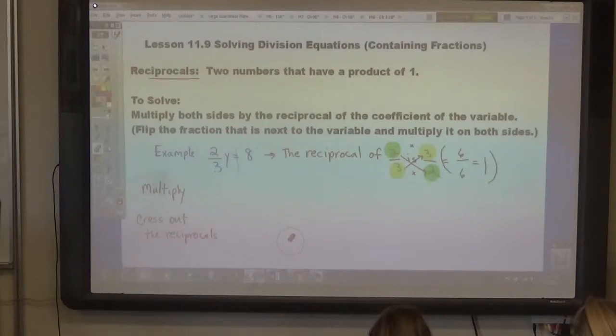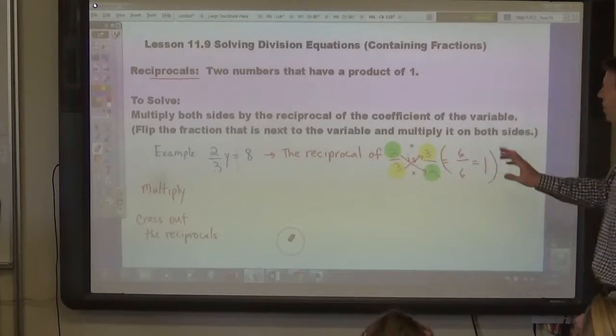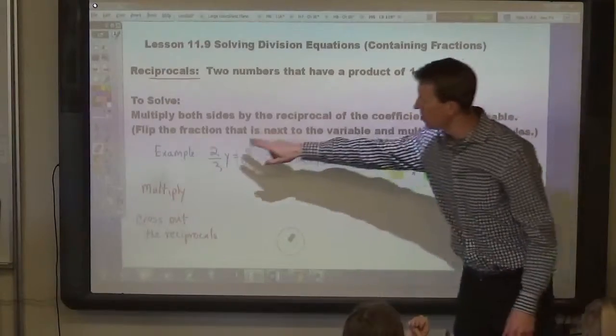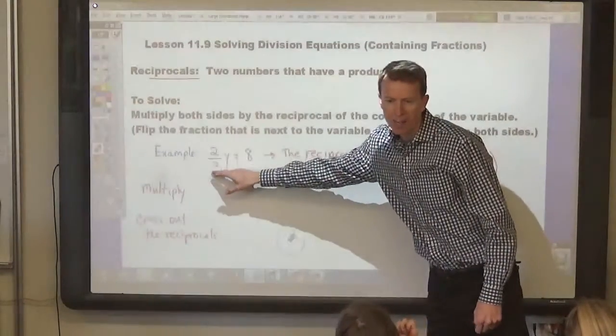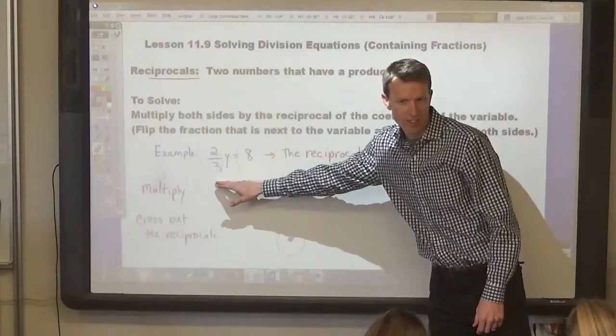Sixth graders, the second part of lesson 11.9 is solving division equations, okay? And we're going to use multiplication to solve division equations, just like we used division to solve multiplication equations, using the opposite operation. Now, let's talk about division for a little bit. Division equations contain fractions because a fraction is another way of writing division.